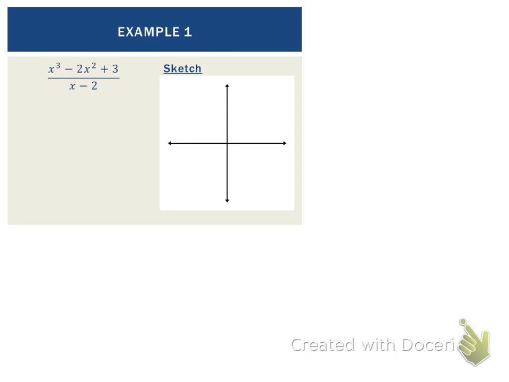So let's look at our first example here. First of all, there was a typo on this example: the 3 at the end of the numerator is supposed to have an x attached to it. First, we'll find the y-intercept by plugging in 0 for x. That gives us a result of 0 over negative 2, which simplifies to just 0. So our y-intercept is going to be at the origin.